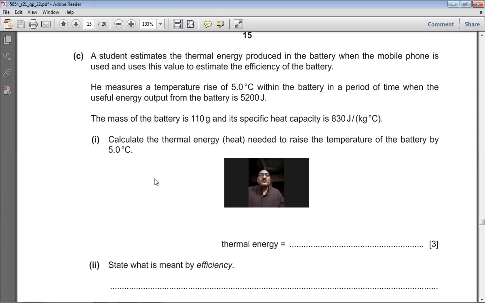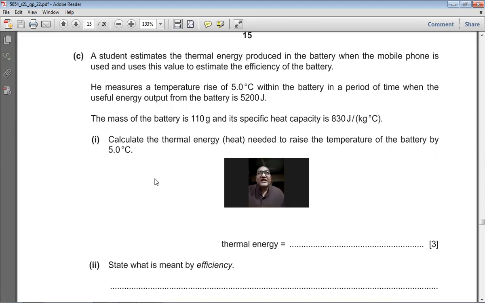Calculate the thermal energy heat needed to raise the temperature of the battery by 5 degrees centigrade. If you want to know the amount of heat required to raise the temperature, the process is very simple. You see, heat is equal to mc delta theta. M is the mass, c is the specific heat capacity, and delta theta is the change in the temperature. Delta theta here is 5 degrees centigrade.